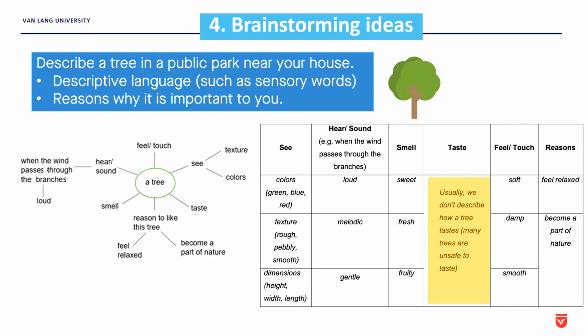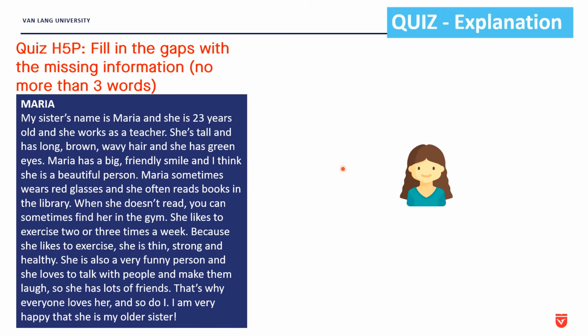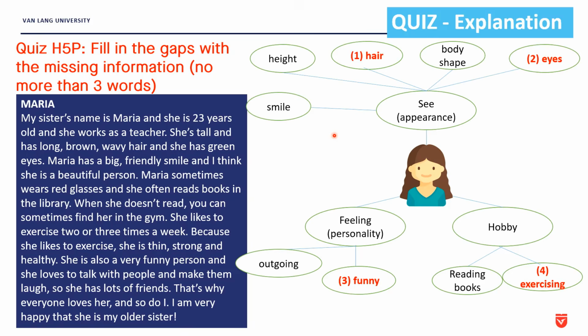That's it for our today's lesson. Now, the last activity for you. You will practice brainstorming to describe a person. Let's see why we have that answer. Here is the missing information. So, we have formed a mind map to describe Maria. You can apply that to describe any person you like. You can change it into the form of a table, like this.